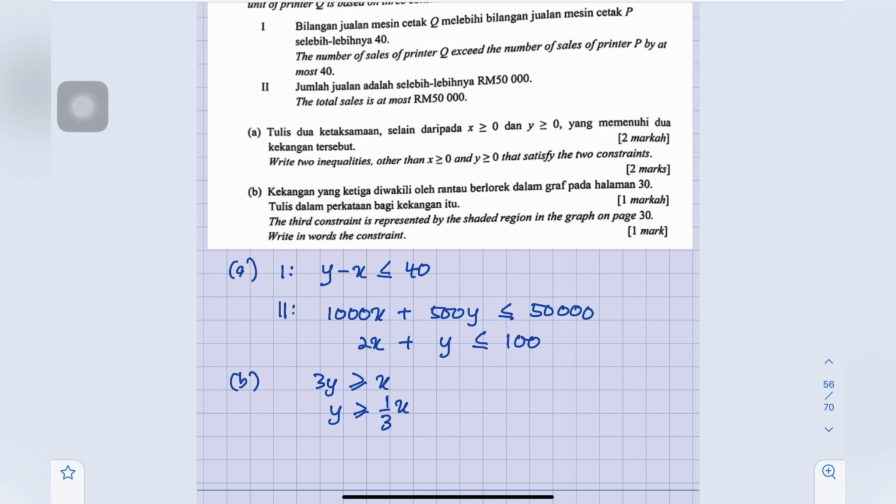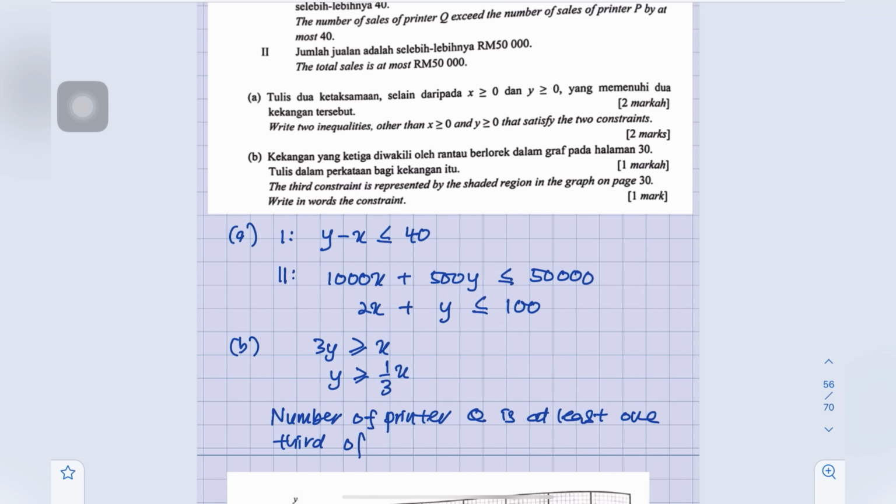Okay, so maybe you can write like this: the number of printer Q, okay, Q is Y, is at least, because it is greater than or equal, at least 1/3 of printer P.